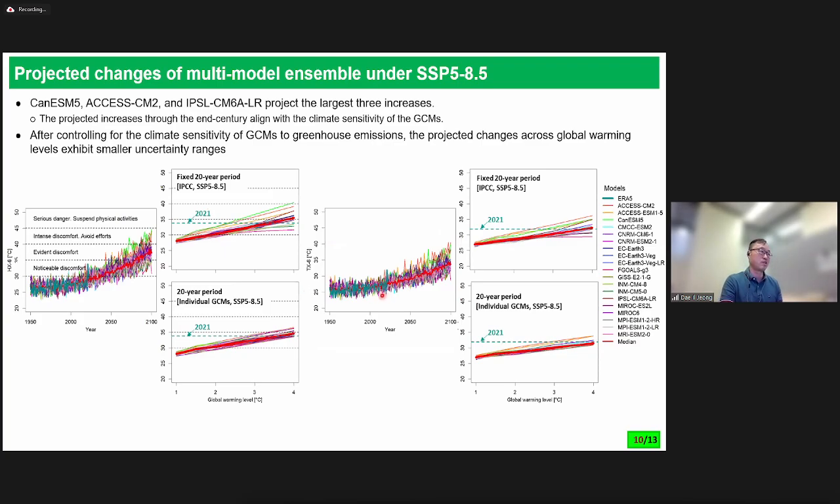Okay, so these are the projected changes of the multimodel ensembles under the high emission scenario. We plot the individual GCM projections here, and you can see the KACE-ESM, the green line, shows projections larger than the other models. But after we control for the climate sensitivity of the GCMs to greenhouse gas emissions, the projected changes across the different global warming levels show a smaller uncertainty range than when we use the fixed 20-year period for all GCM models.